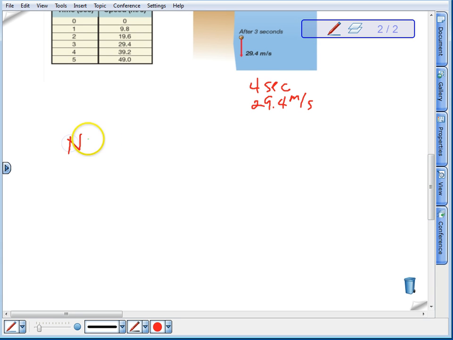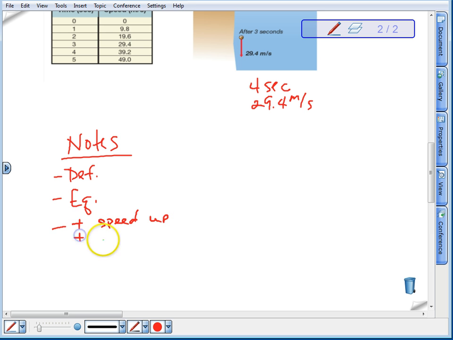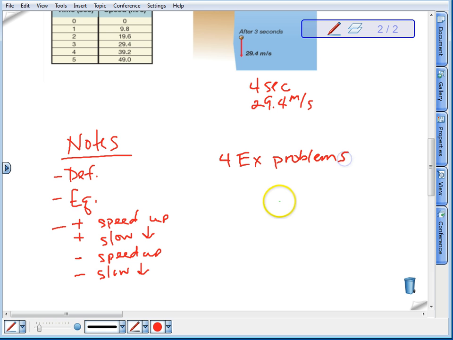All right, here's what you should have in your notes. In your notes, you should have the definition of acceleration and the equation. You should have some examples for positive acceleration, speeding up, and positive acceleration, slowing down. You should have an example of negative acceleration, speeding up, and negative acceleration, slowing down. You should have several examples. You should have 4 example problems.